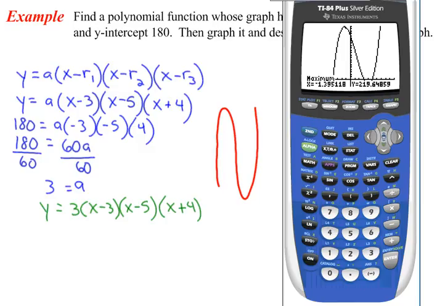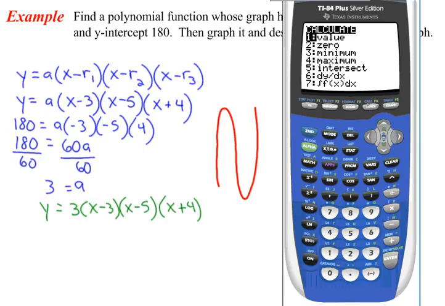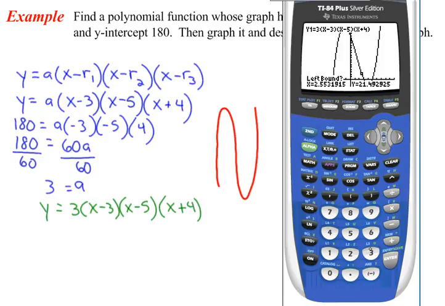And then we know, of course, that there's going to be a local minimum way down here, right? So trace down again, it's way down here. Well, let's calculate that local minimum. So again, go second, calculate, and let's calculate number 3, the minimum. So left bound, we're already on the left side of that local minimum. Right bound, we need to go over here, come up the other side. Oh, that's a little bit too far. There, and then guess. And the guess doesn't even have to be accurate, it just needs to be between the two bounds. There it is, 4.06, comma, negative 24.09, it looks like.